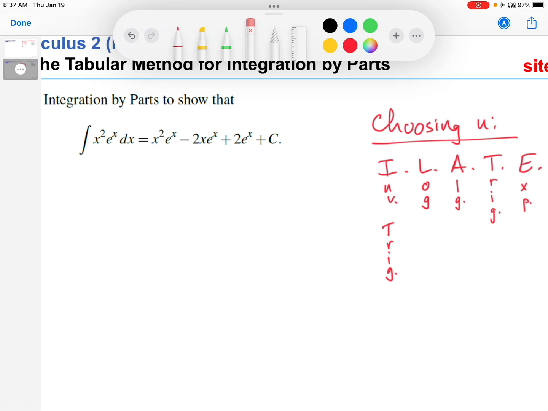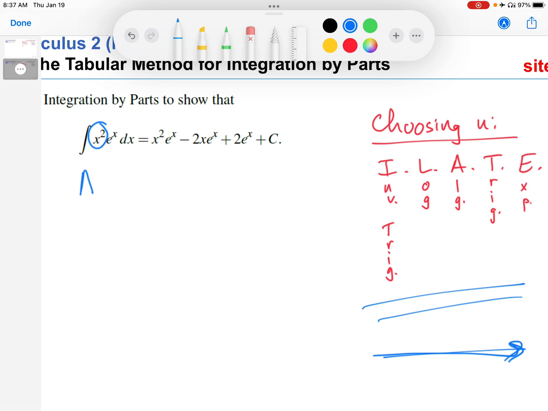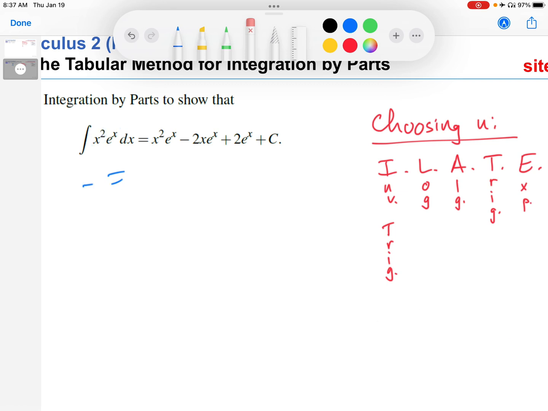If I start off my integration by parts calculation using my rule of thumb, remember, from left to right, the idea is to choose U to be the function that appears first in the integrand on this list. In the integrand I have x squared, an algebraic function, and e to the x, an exponential function. So I have an A and an E, and A appears first on this list, before E, from left to right. So the rule of thumb guides me to choose U to be x squared, and dv is everything else left in the integrand, so that's e to the x dx.